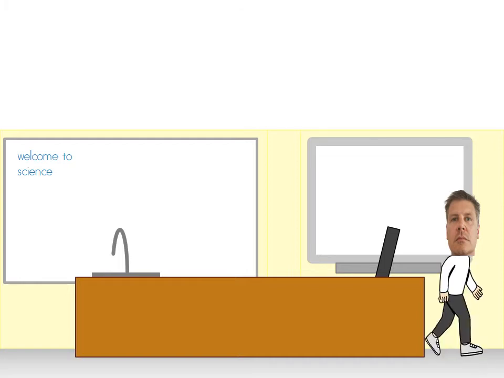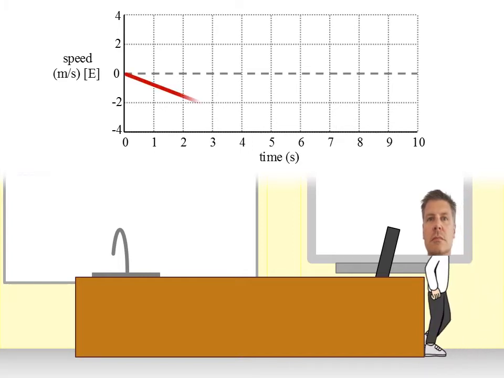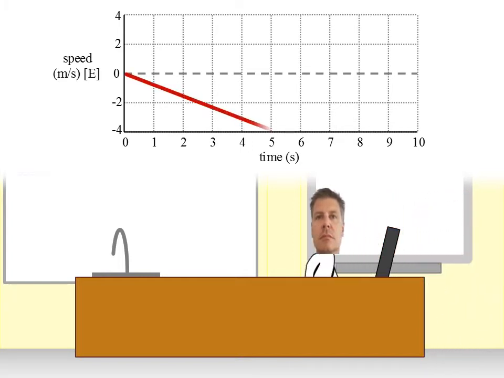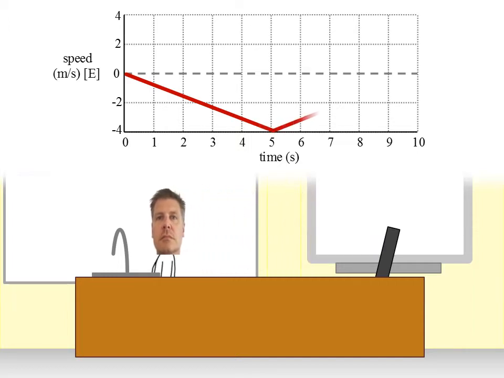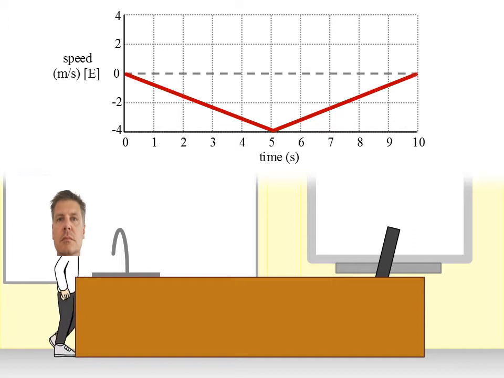So what would that look like if we graphed it? So we're starting at 0 meters per second, but this time we're going to start going backwards until Mr. Sklar hits a maximum speed of negative 4 meters per second, and then he slows back down to 0 meters per second because he's coming again to a stop.